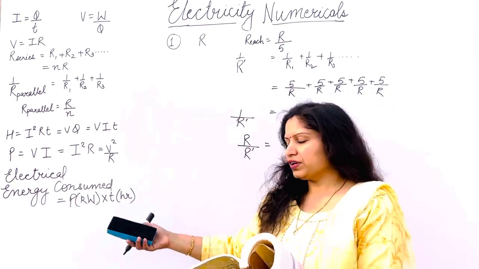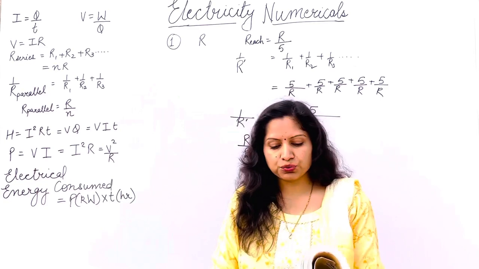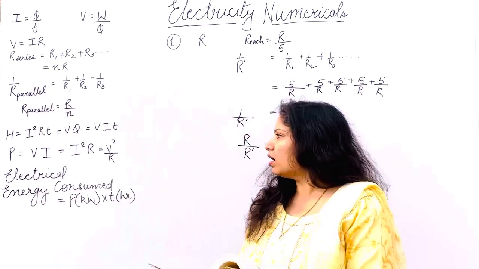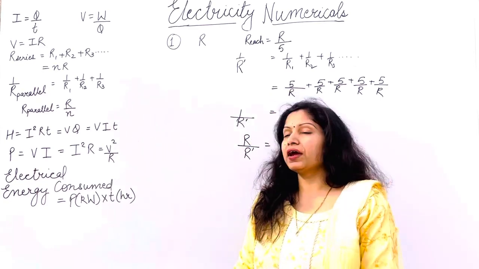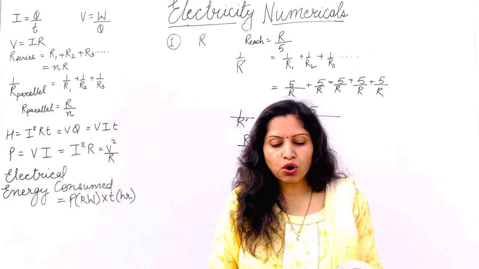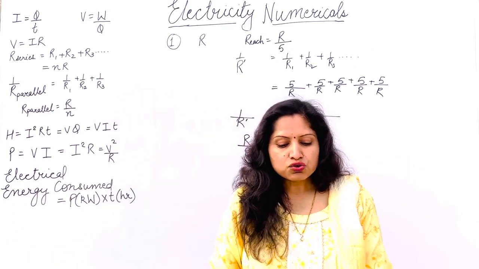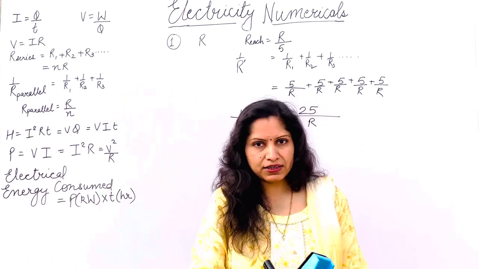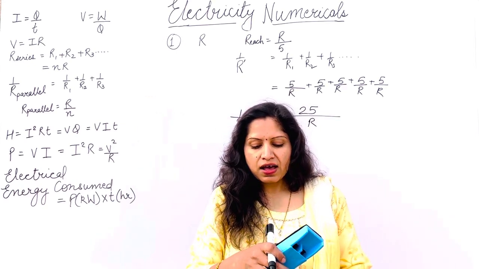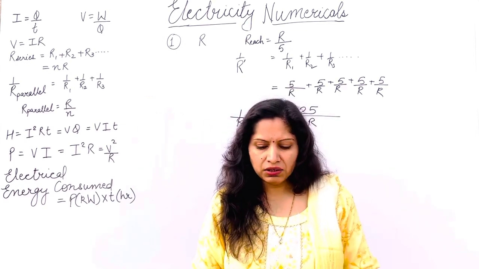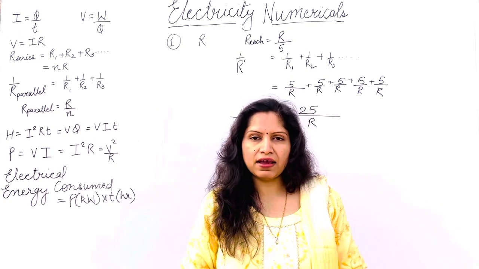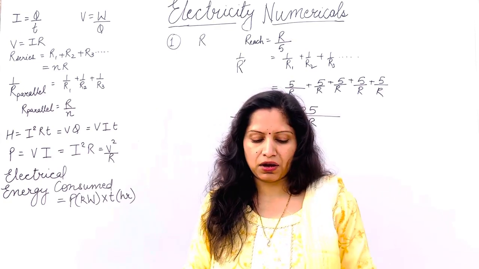Second question, we have already done it here. P equals VI, P equals I square R, P equals V square upon R, but P is not equal to IR square. So option B is the incorrect part. It's asked which is not the formula for power. So option B, IR square, that's not the formula for power.